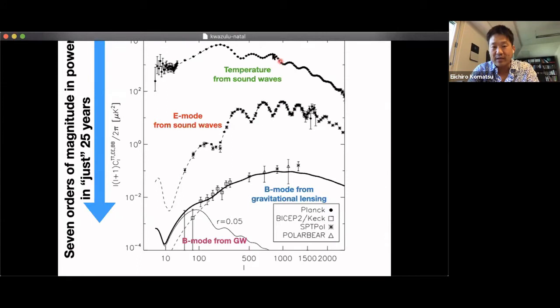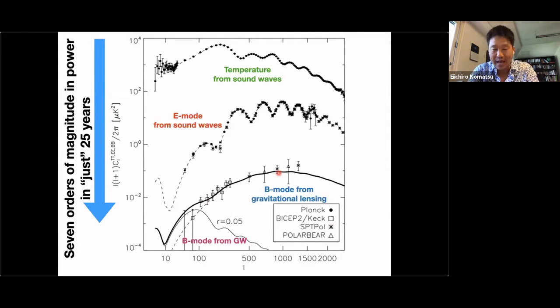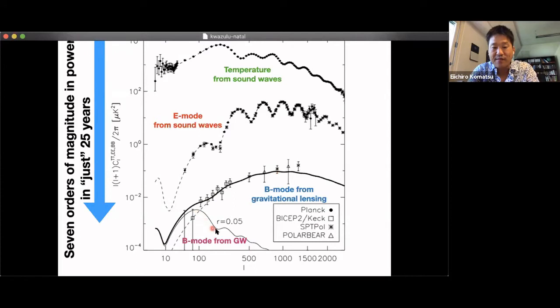So the same origin, okay? This creates this. Then this is B mode, but this is a B mode that's generated by converting E mode from sound wave to B mode by gravitational lensing. So all of these have the common origin. It's a sound wave. But that's not what we want today. What we want today is the B mode coming from the gravitational wave from the early universe.